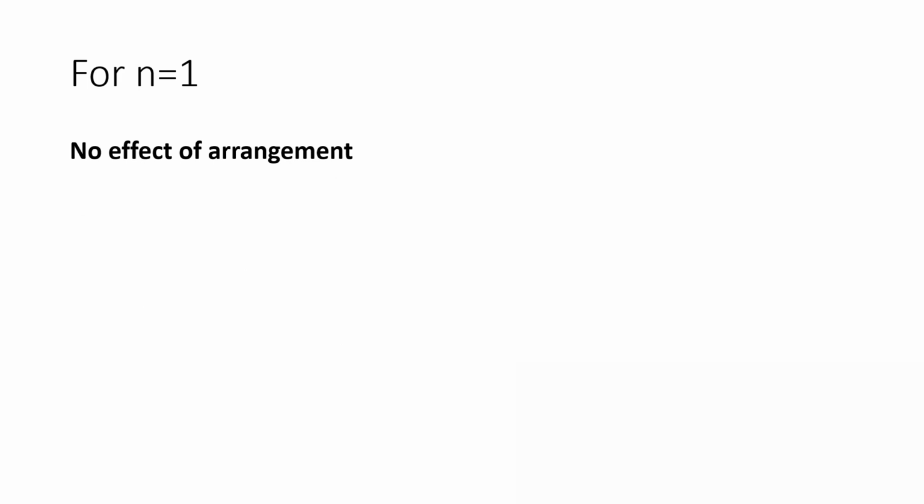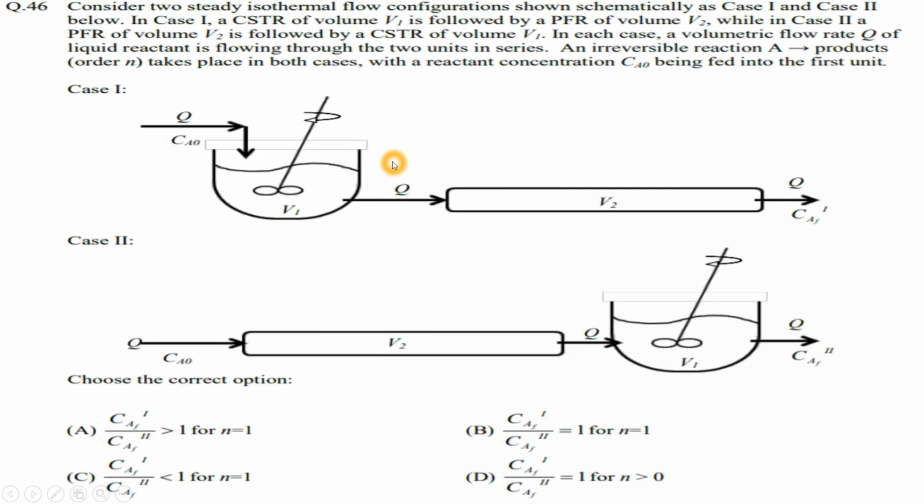If n is equal to 1, if the reaction is first order, then there is no effect of the arrangement. You can do anything: put PFR first then CSTR, or CSTR first then PFR. There is no problem with this. You will get the same conversion. So see in this figure, for n equal to 1, they have taken CSTR first, then PFR. But I have told you there is no effect of the arrangement on the conversion if n is equal to 1.